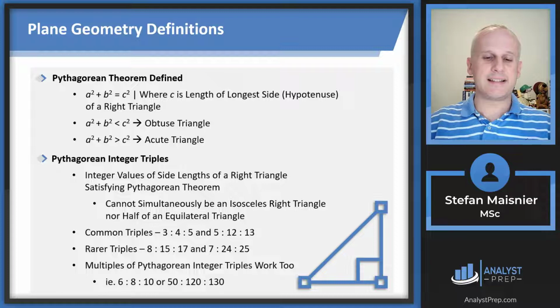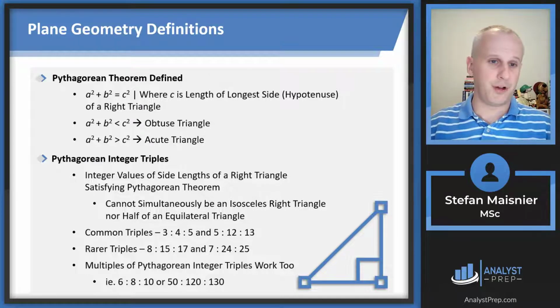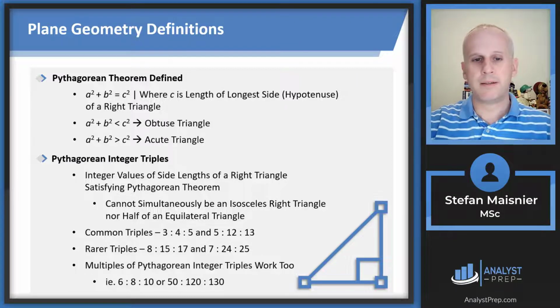So that means that 6, 8, 10 works, because that's just 3 times 2, 4 times 2, 5 times 2, and 50, 120, 130 will also work because those are just multiples of the triples that already exist.